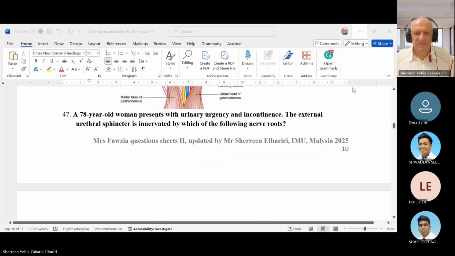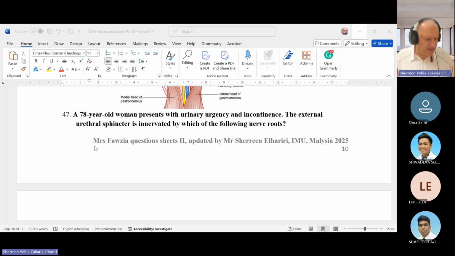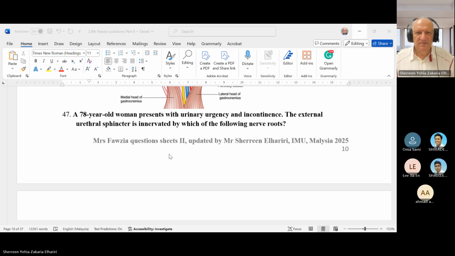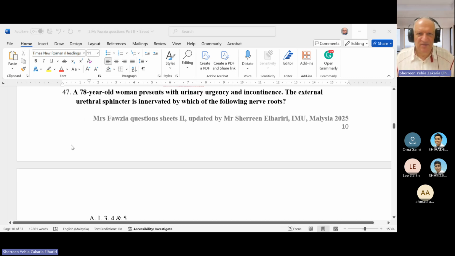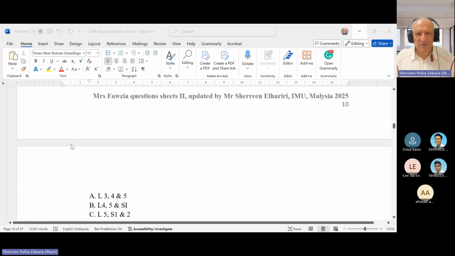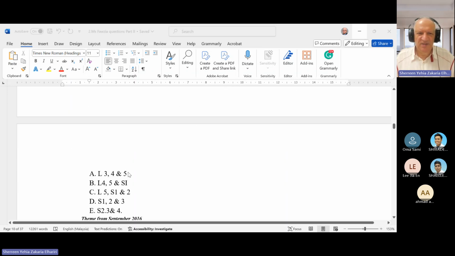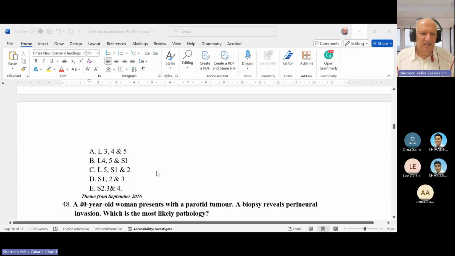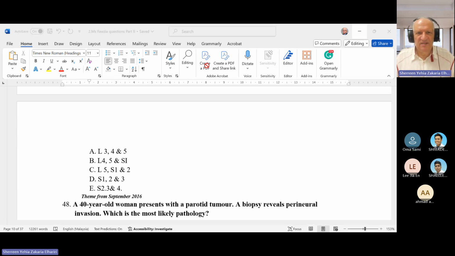Next question is about a 78 years old woman presented with urinary urgency and incontinence. The external urethral sphincter is innervated by which of the following nerve roots? So he asked, if the patient has urine incontinence or even fecal incontinence, which nerve is injured. Of course, it is the pudendal nerve, but here he asked about the root value. So anyone know what is the root value of the pudendal nerve? S2, S3, S4. Okay, so this is the answer.